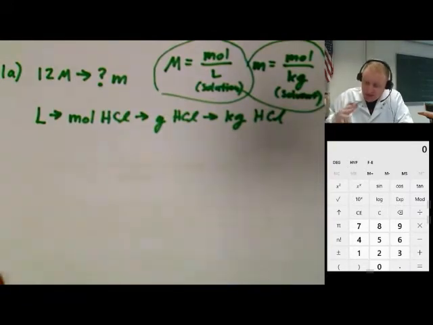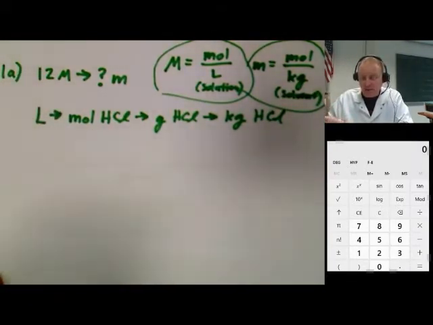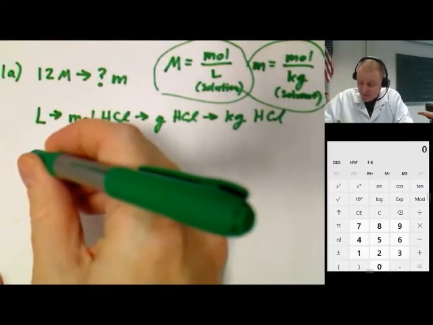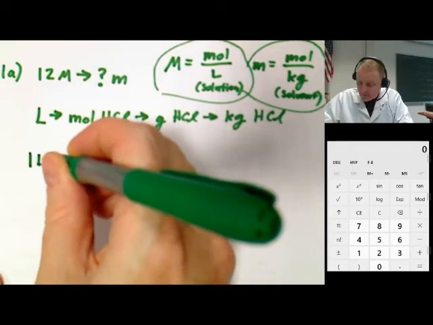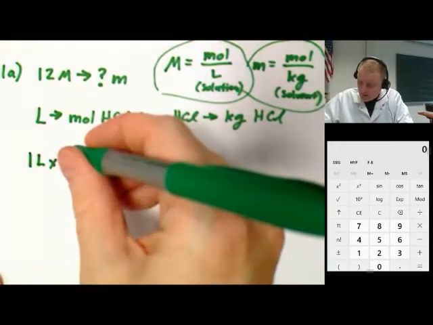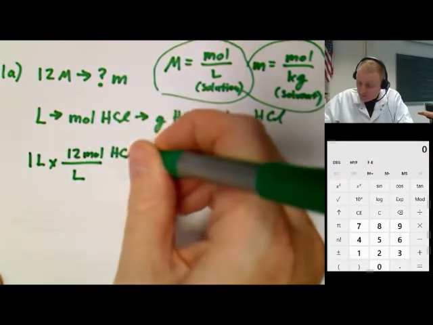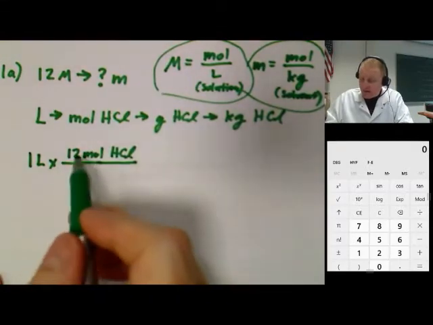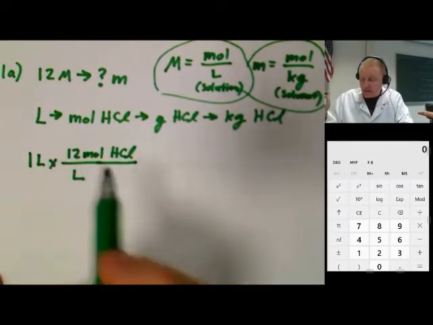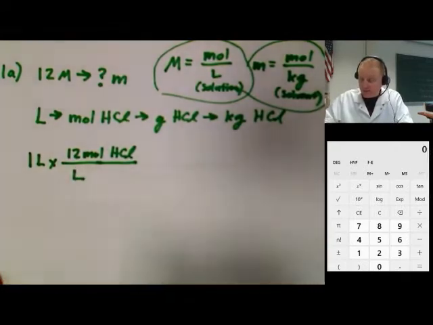So I'm just going to hypothetically start with 1 liter because I know there's 12 moles in it. I could do any volume I want, but let's do something easy here. So for every 1 liter, I know there are 12 moles of hydrogen chloride in it. I know that because that's the molarity. So if I have 1 liter of the solution, the molarity of it is 12 moles per liter. Okay.